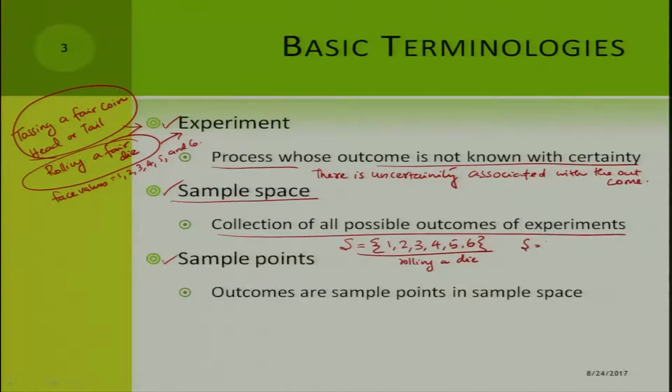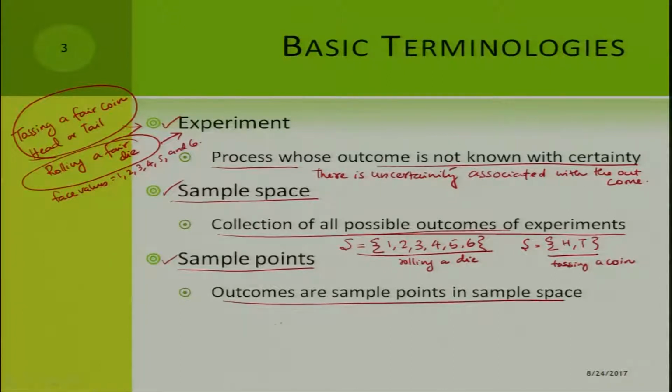Similarly, if you are tossing a coin, the set would be head and tail. This is tossing a coin. So, the sample space is the collection of all possible outcomes of the experiment, when expressed as a set. Then we talk about sample points. All the outcomes are the sample points in the sample space.